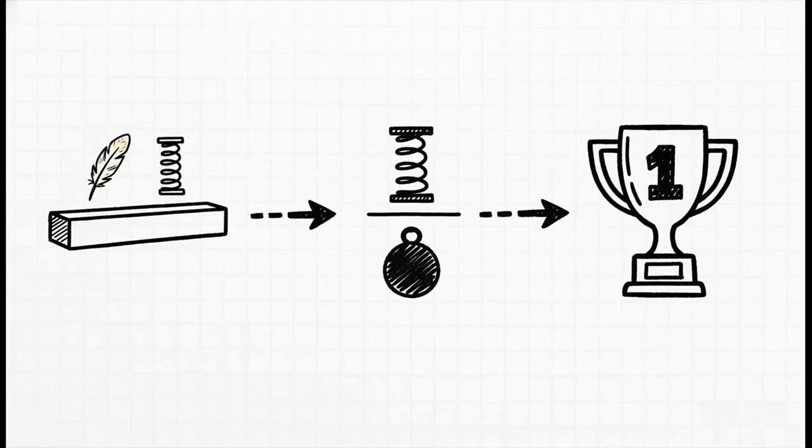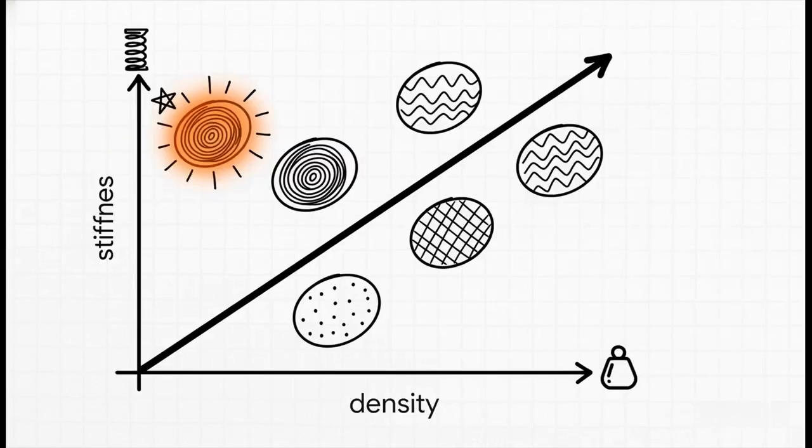And here's where it gets really clever. Engineers can boil down a complex goal like, I need a light and stiff beam, into a single number that they just have to maximize. This little formula is called the material index. It combines the properties that matter for that specific job. So all you have to do is find the material with the highest index, and boom, you found your best bet.